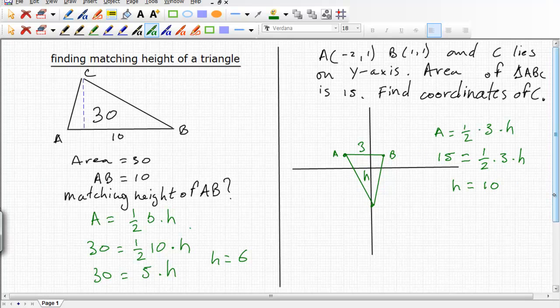The best way to do it is to just take a guess and then adjust your guess until you get the right answer. And that's how you do that.